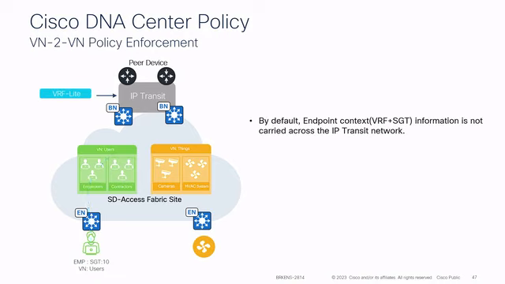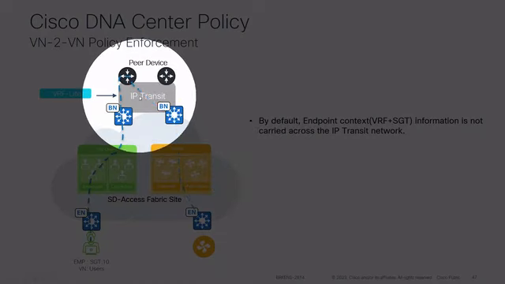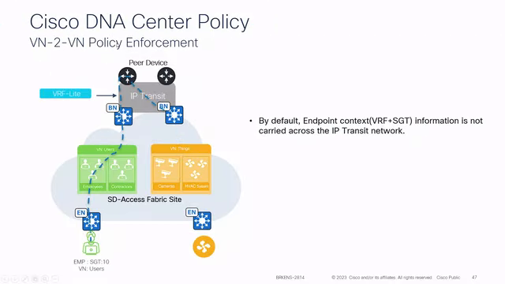If you're using this method to route leak, by default, when the packet is sent out from the border to the fusion device, the border removes that SGT tag. It's no more carried forward.